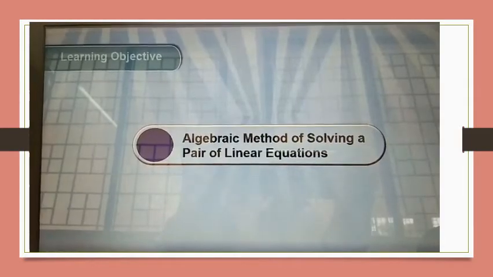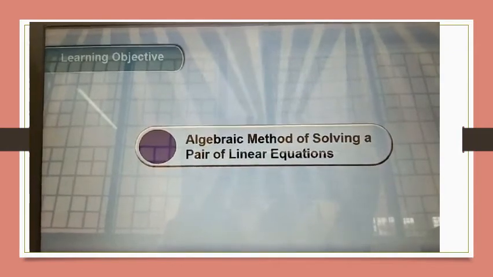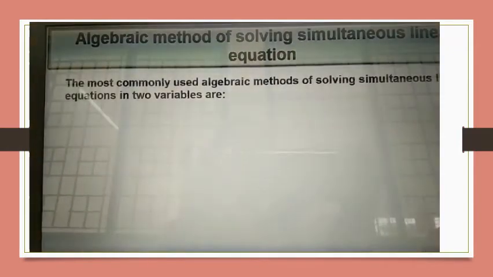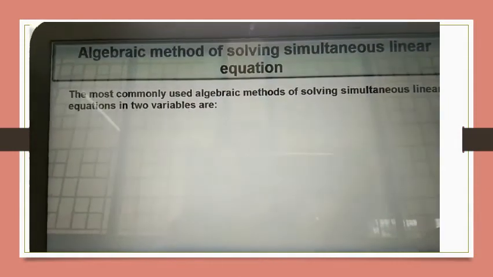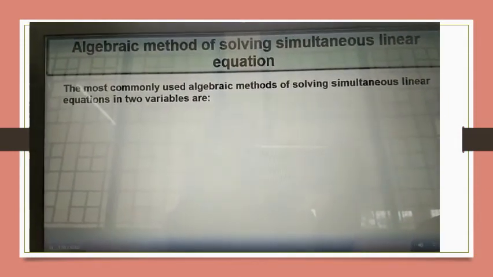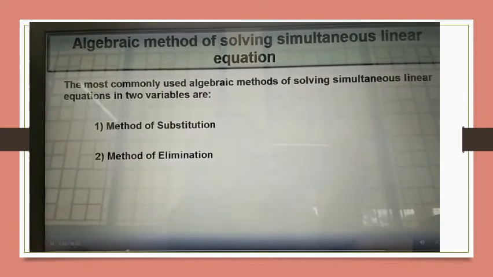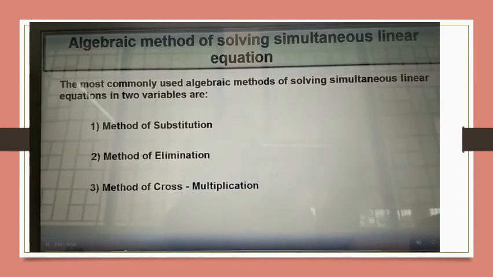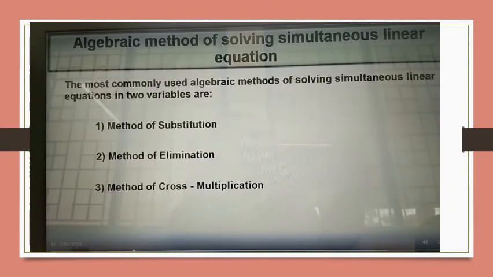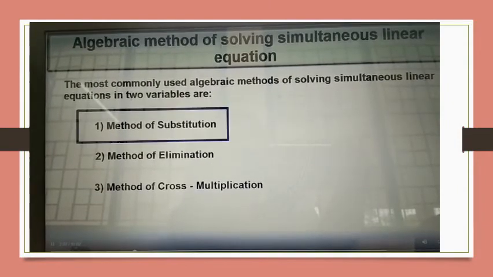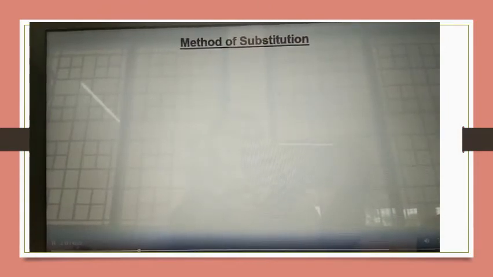Learn about algebraic methods of solving a pair of linear equations. The most commonly used algebraic methods of solving simultaneous linear equations in two variables are: 1. Method of substitution, 2. Method of elimination, 3. Method of cross multiplication.